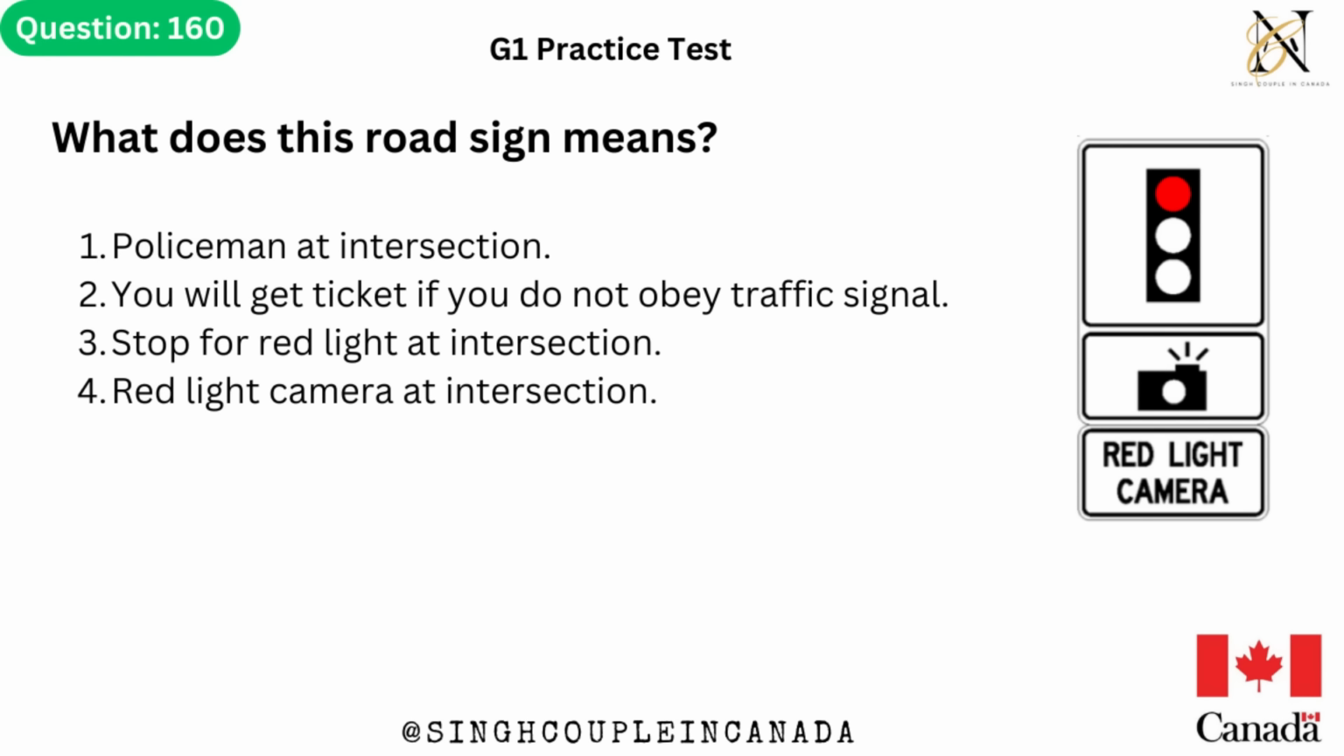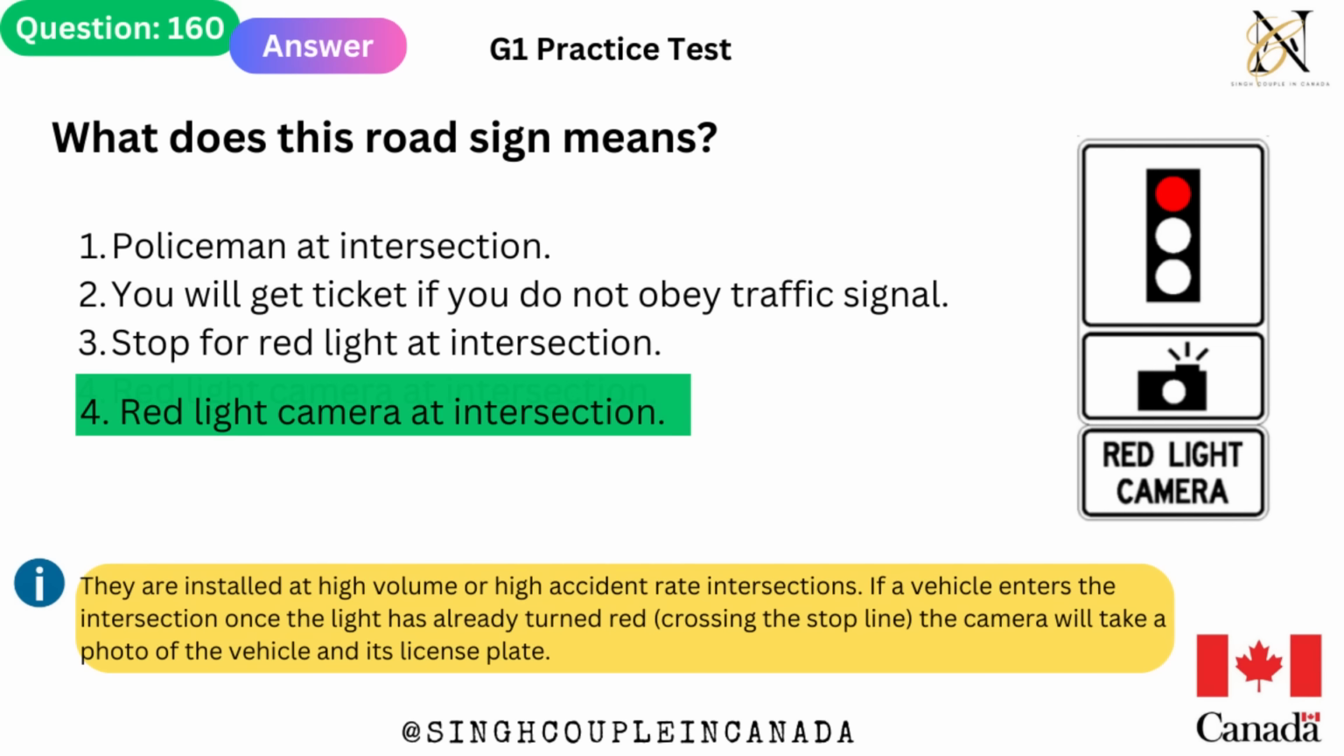What does this road sign mean? 1. Policeman at intersection. 2. You will get a ticket if you do not obey the traffic signal. 3. Stop for red light at intersection. 4. Red light camera at intersection. The answer is 4. Red light camera at intersection.